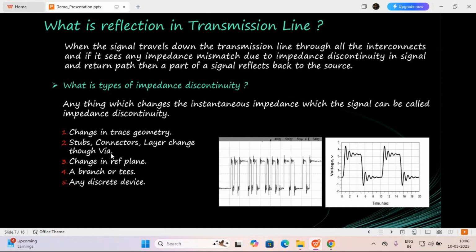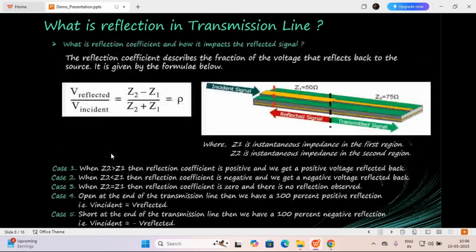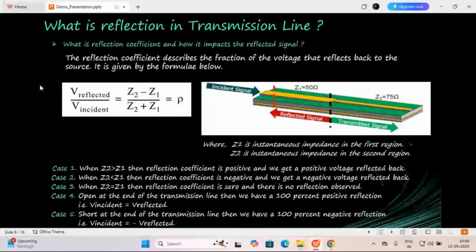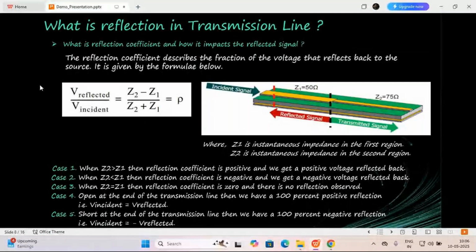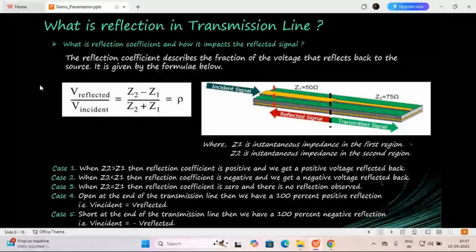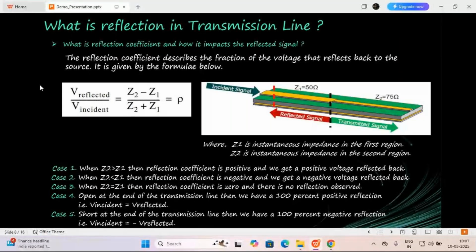Now we will understand reflection in more depth. What is the reflection coefficient and how does it impact the reflected signal? The reflection coefficient describes the fraction of the voltage that reflects back to the source. It is given by the formula V reflected by V incident equals Z2 minus Z1 by Z2 plus Z1. It is denoted by rho, the reflection coefficient.